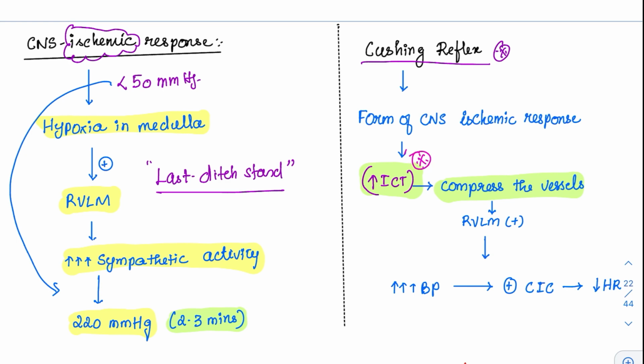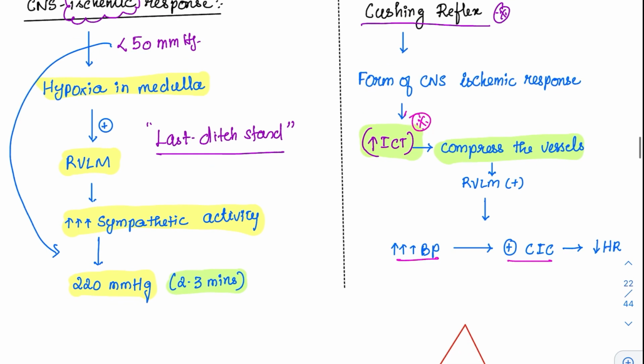So again, it will increase the BP and it will also stimulate the cardiac inhibitory center and cause a decrease in heart rate. What happens is the BP is raised to high levels. Whenever the BP is raised to high levels, it will be sensed by the baroreceptors. As we have seen previously, whenever the BP is increasing, the baroreceptors are going to stimulate the cardiac inhibitory center and reduce the heart rate. So this reduction in heart rate is happening reflexly.